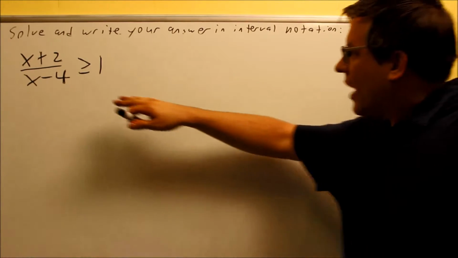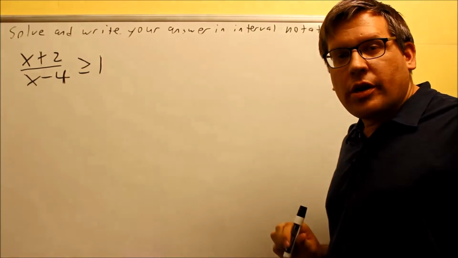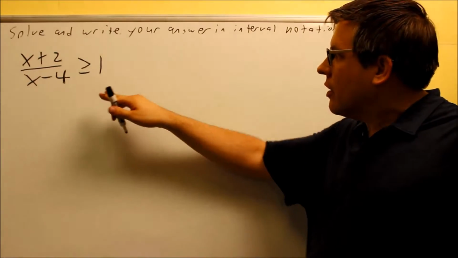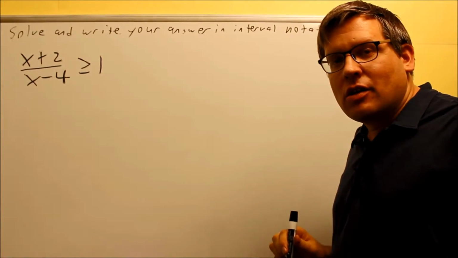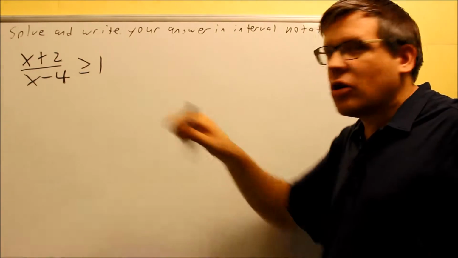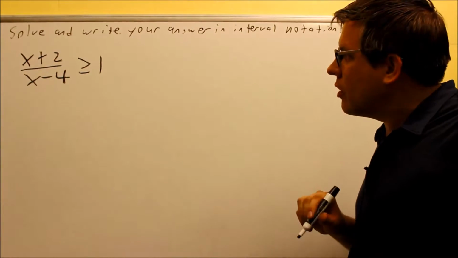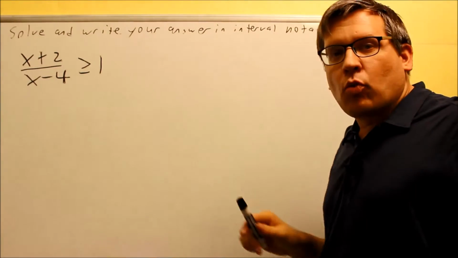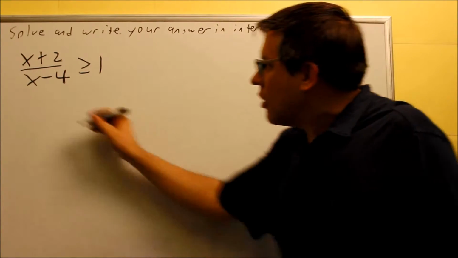Okay, this time we have a fraction with an inequality. However, what we notice about it is there's not a 0 on this side. So if there's not a 0, we have to first get a 0 on this side to begin with. So the first thing I want to do is bring the 1 across the inequality sign.